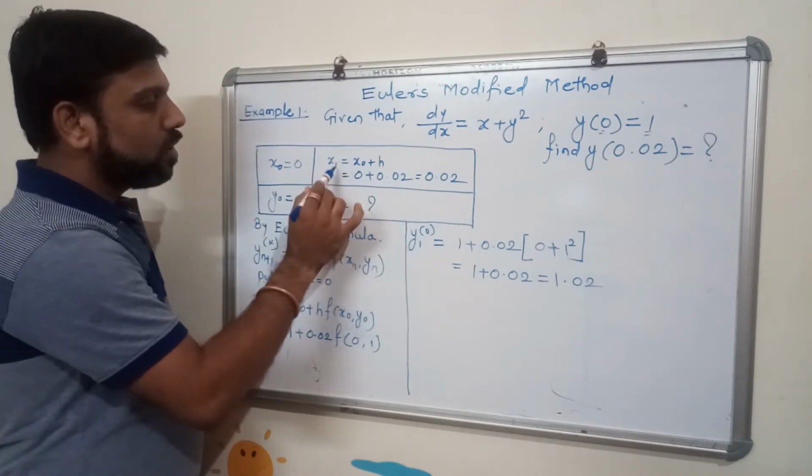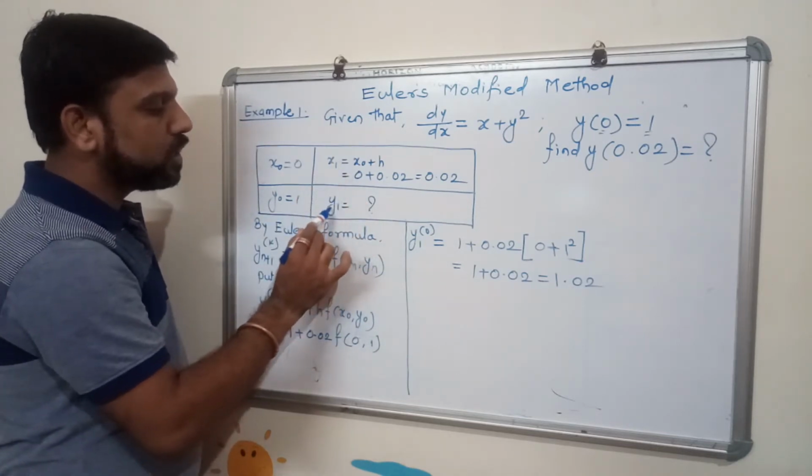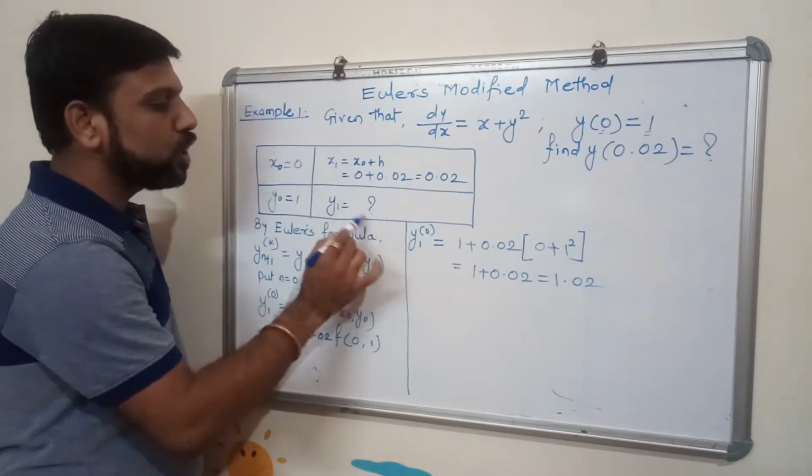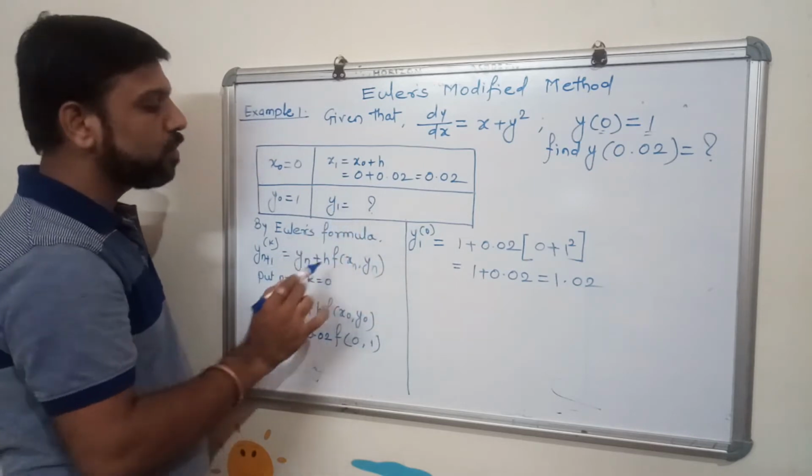So for that here we consider h = 0.02 and x1 equal to 0.02. Now for this x1 value we have to find the first iteration, that is the y1 value. So we have put a question mark here. After the completion of the problem we will put the value here.